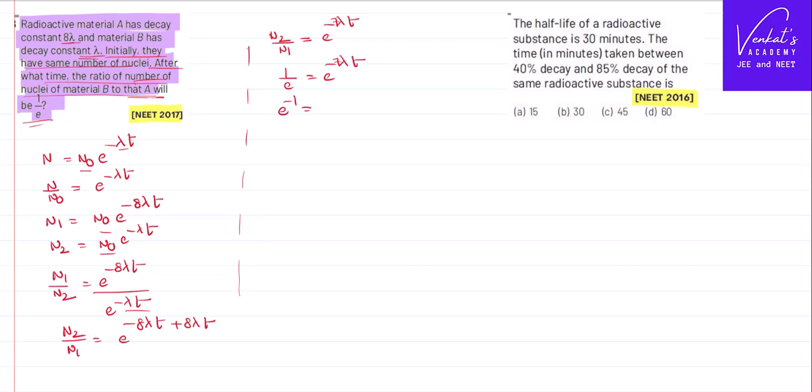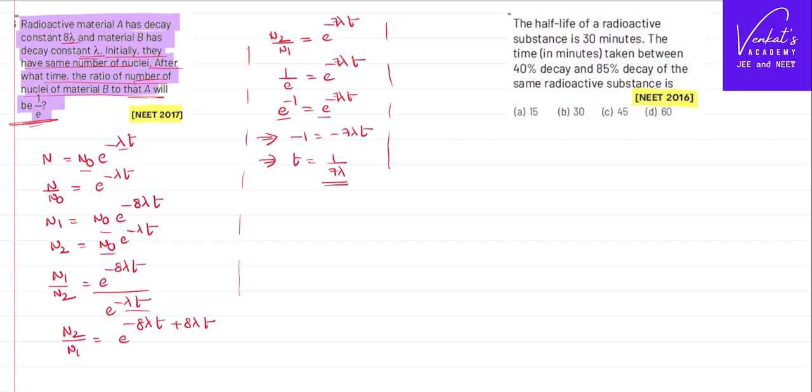This can be written as e power minus 1 equals e power minus 7 lambda into T. As the bases are equal, powers can be equated. Minus 1 equals minus 7 lambda into T. Minus and minus cancel, so T is 1 by 7 lambda. That means after a time of 1 by 7 lambda, the ratio of their nucleons becomes 1 by e. That's how we have to solve that problem.